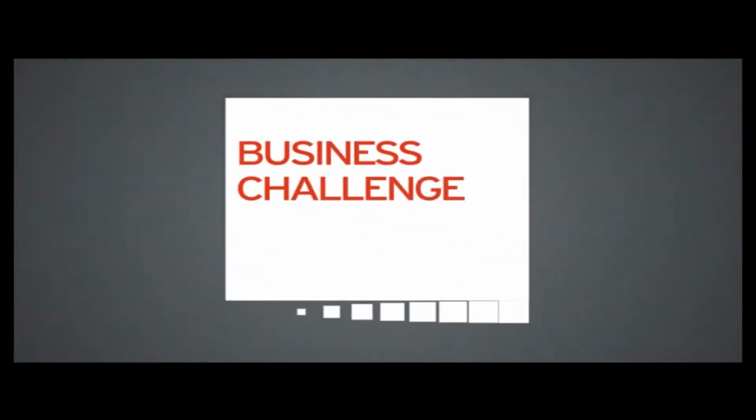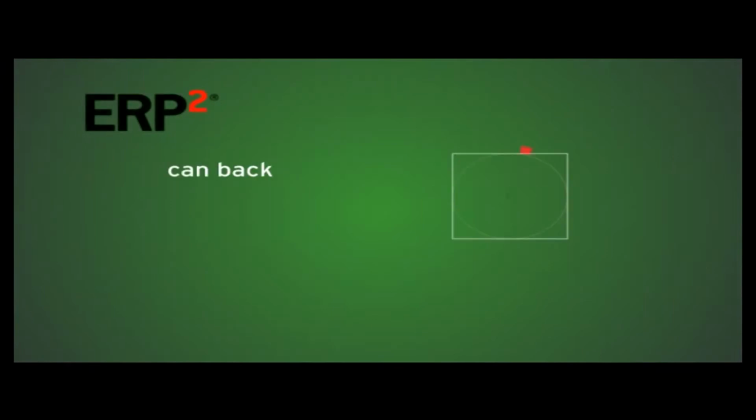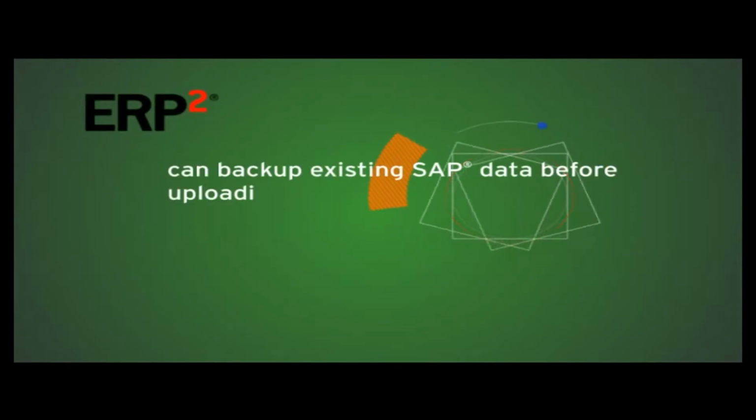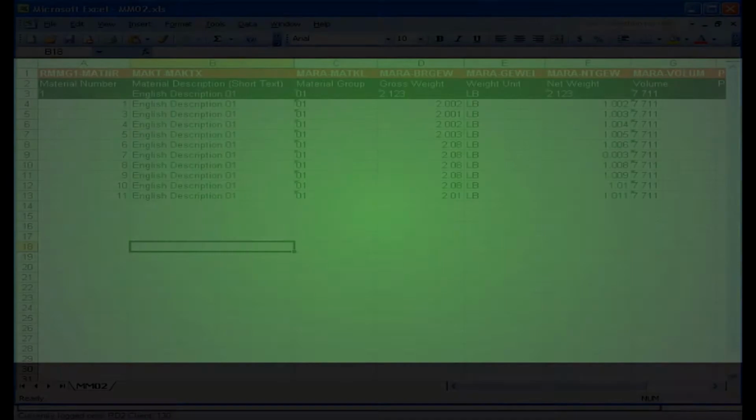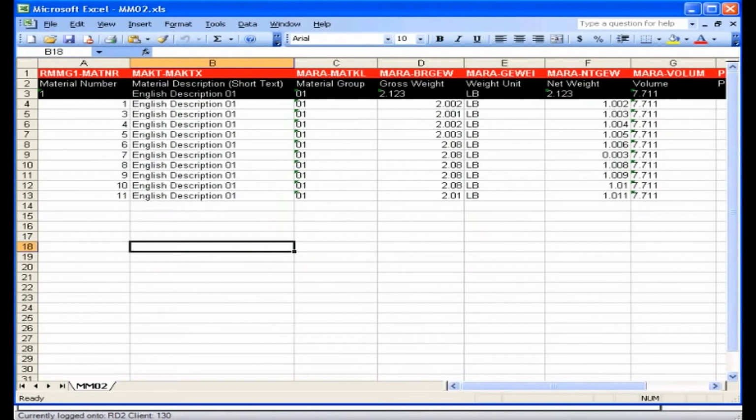Business challenge: data backup is not available. Solution: backup option. ERP2 can back up existing SAP data before uploading new data into SAP. It can then be restored to its original state if needed. Original data can be backed up and then restored to the original state at any point if required.